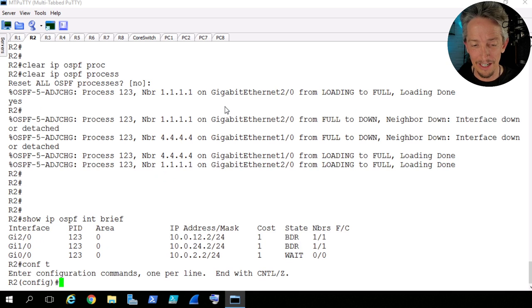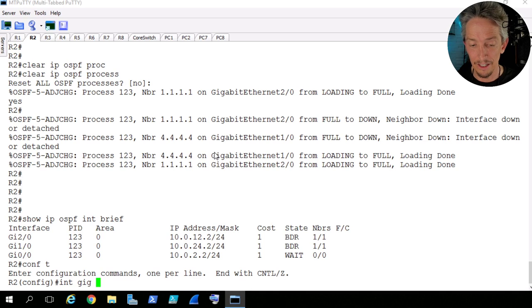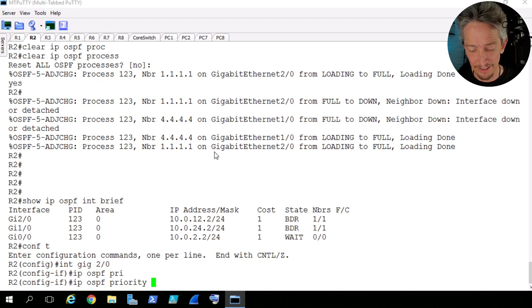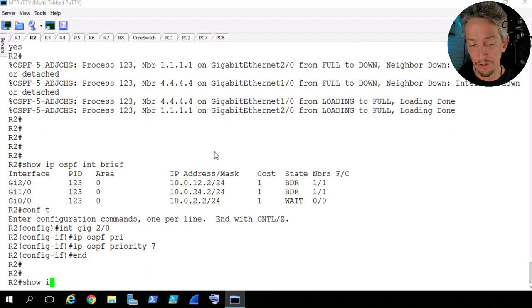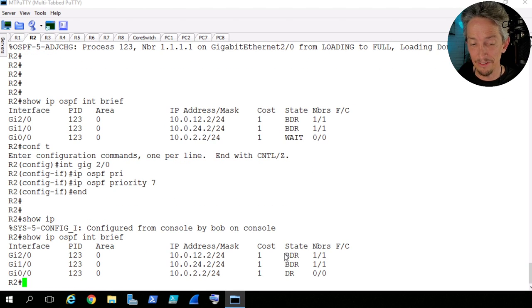So config T, interface gig on R2. So I want to go to 2/0. We'll make it even higher just to verify. Gig 2/0, IP OSPF priority, and we'll set it to 7, which is higher. You'll notice if I do a show IP OSPF interface brief, it doesn't change it right now, but if we reset the OSPF process, it will.